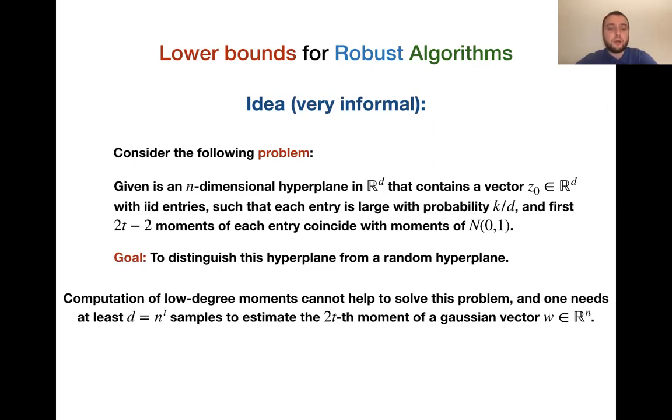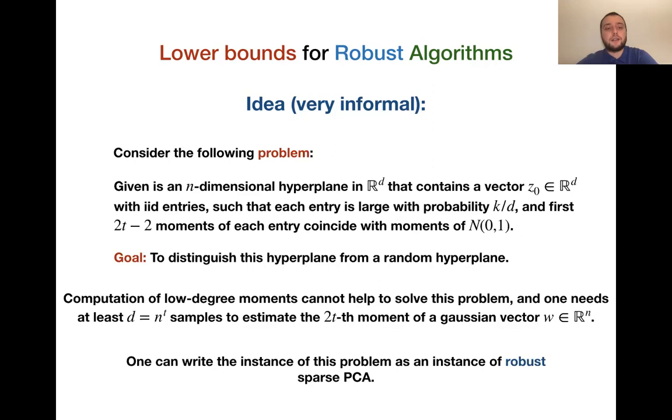The informal explanation of why this problem is hard for d smaller than n to the t is that computation of low degree moments cannot help us to solve the problem, and we need at least n to the d plus n to the t samples to estimate the 2t moment of a Gaussian vector. So this is the idea behind this construction, and how it is related to the robust sparse PCA problem is that we can write the instance of this hyperplane problem as a special case of the robust sparse PCA problem, and we get this lower bound for robust sparse PCA.